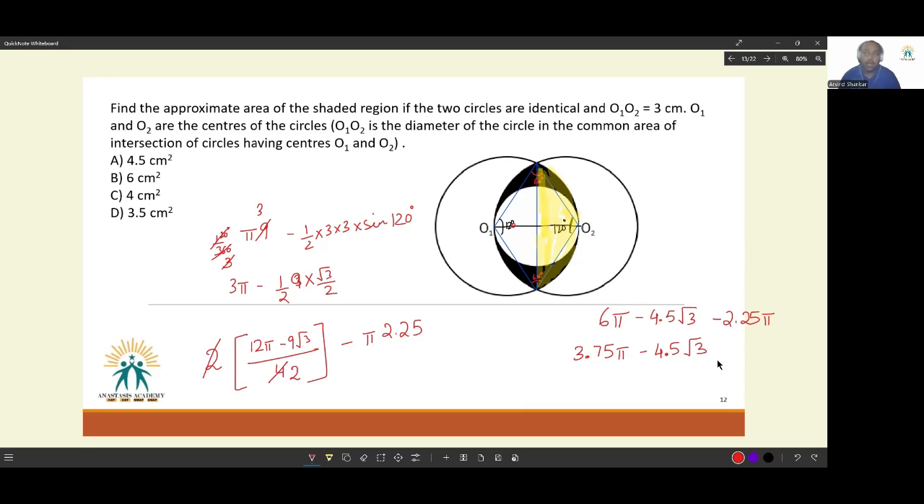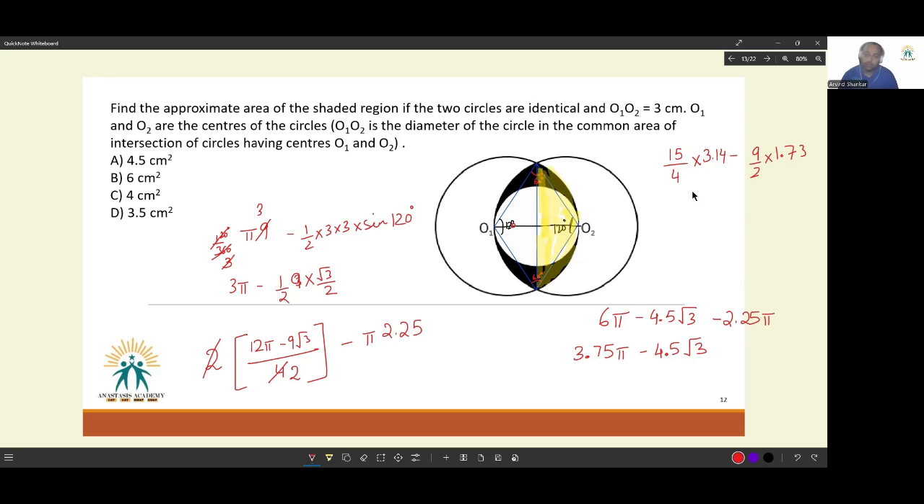But I can't be working with this because finally what I need is one of the numbers given here. So I'd have to start writing stuff down properly. 3.75 I'd write as 15 by 4 into 3.14, minus 9 by 2 into 1.73.